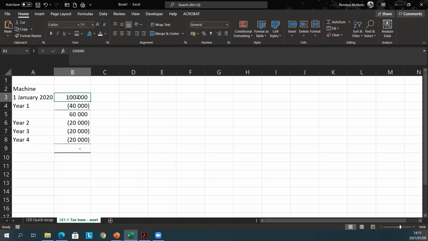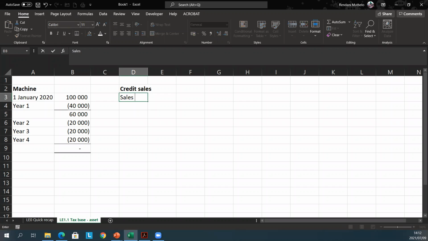So tax base represents the amount that will be allowed as a deduction. And in this case, 100,000, 60,000, and so on are allowed as deductions at different points in time. But notice that the focus is the future. Then the next one says the credit sales. When it comes to the credit sales, we are told that there is an amount of sales of 400,000.